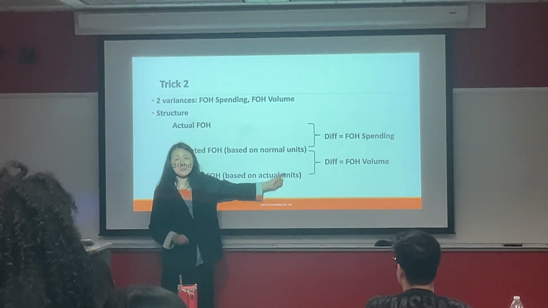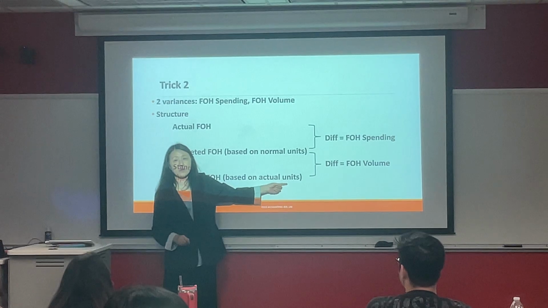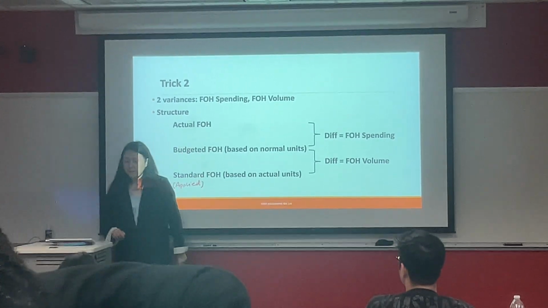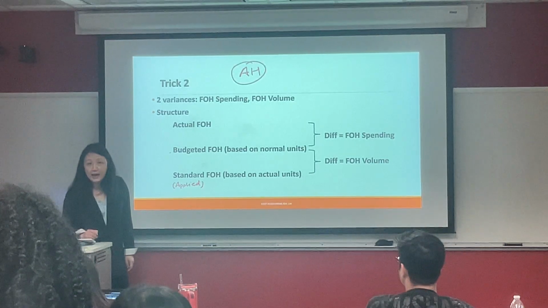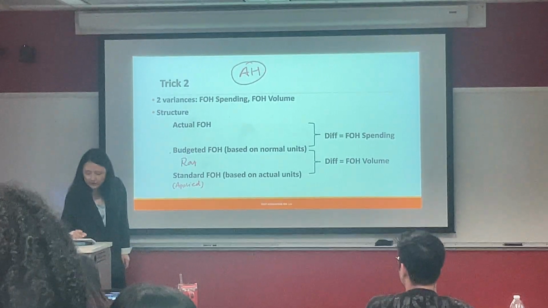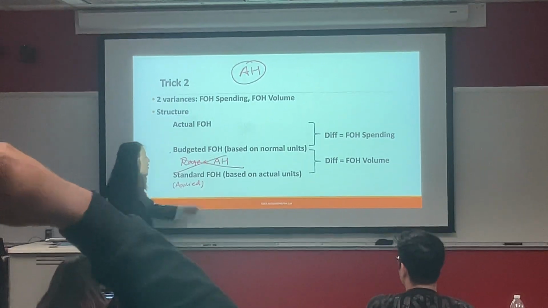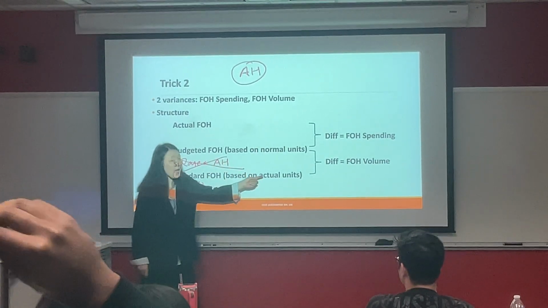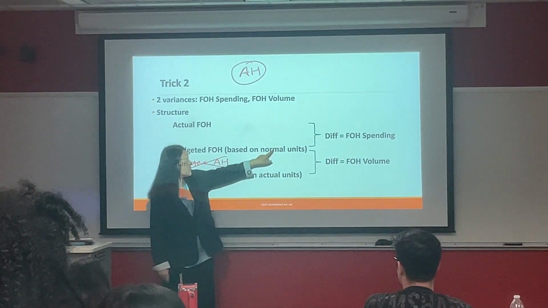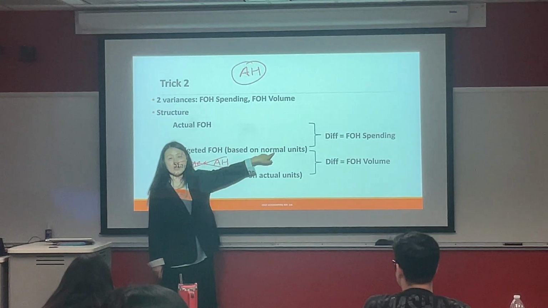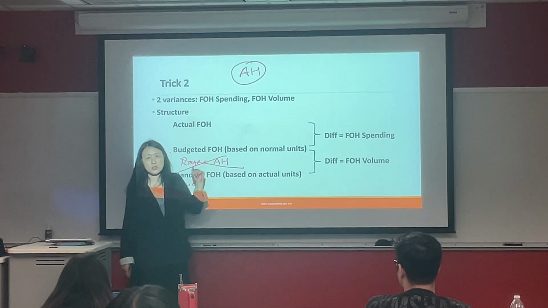If it happens that here you use the actual units, and here you also use the actual units, then you are wrong. Why do I say that? Because a lot of the time people will use AH to calculate the budget, using rate times AH, and this is completely wrong, because AH is the actual hours based on the actual units. So when you use AH, you have already used the actual units in your calculation. That's why it's wrong. Later on, I'm going to show you an example.